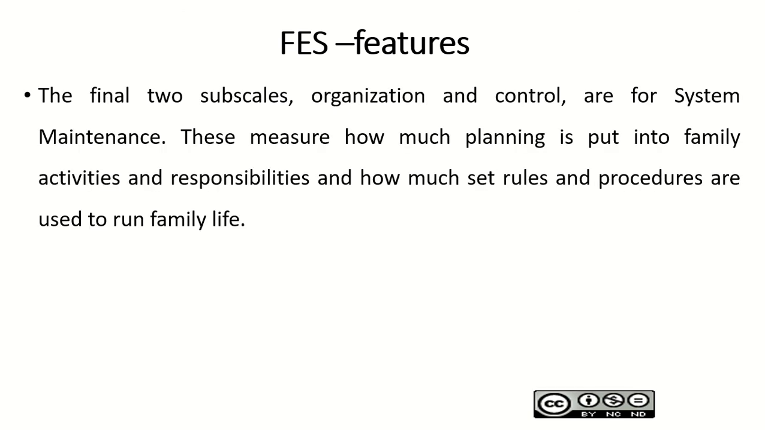Moving on, we come to the final two subscales, which are organization and control for system maintenance. These measure how much planning is really put into the family activities, how much responsibilities are given to each member of the family, and how many rules and procedures are set in order to run a family life. So there are certain unsaid, overt rules that a family follows.